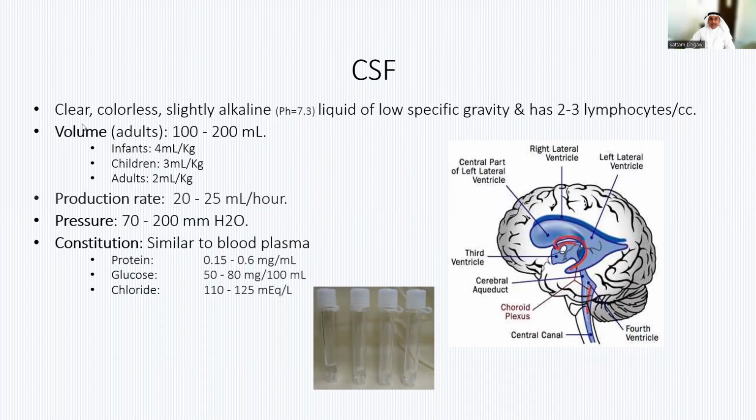CSF, as we all know, is a clear, colorless, slightly alkaline liquid with low specific gravity and very few lymphocytes. The volume varies with age, and per kilogram it's usually 4 milliliters per kilogram in infants, drops to 3 milliliters during childhood, and 2 milliliters during adulthood. In an adult, depending on body build, it ranges between 100 to 200 milliliters in volume. The production rate ranges between 20 to 25 milliliters per hour, and the pressure ranges between 70 to 200 millimeters of water.